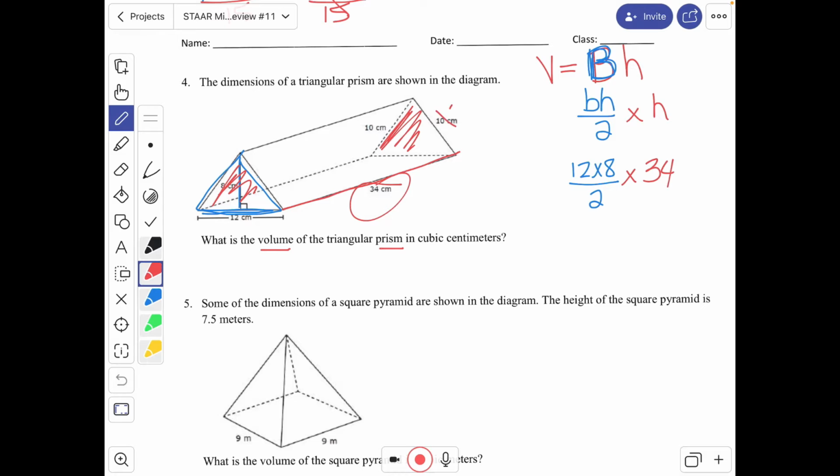And they put in some trash. We almost never use the sides there, so that's trash. Simplify and solve, and then you'll have your answer.